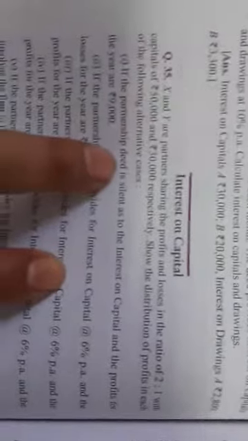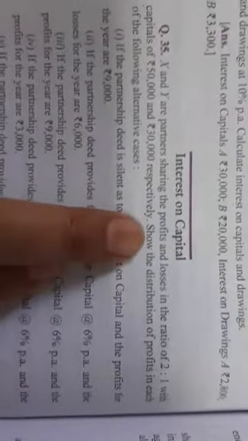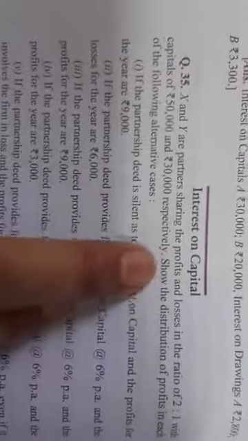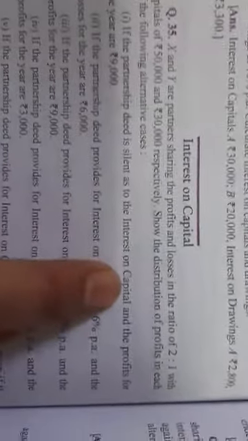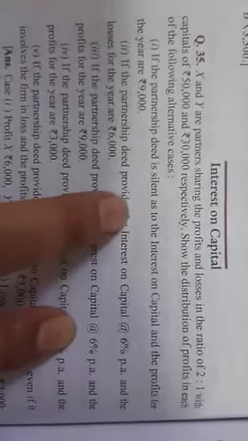Now I will take one question regarding this particular issue. I am taking question number 35 of Goyal and Goyal, which runs as follows. X and Y are partners sharing the profits and losses in the ratio of 2:1 with capitals of rupees 50,000 and rupees 30,000 respectively. Show the distribution of profits in each of the following alternative cases.